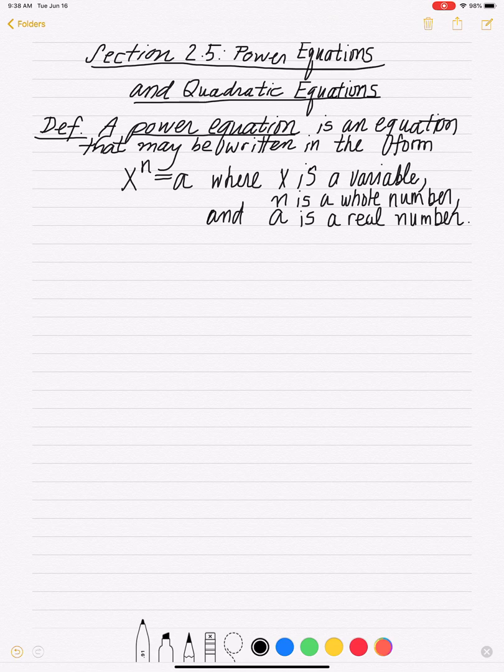Definition here: a power equation is an equation that may be written in the following form, x to the n equals a. So x is a variable, n is a whole number, and a is any real number. So a could be positive, a could be negative, a could even be 0. So you have x to a power equals a real number. That's a power equation. So let's look at some examples of some power equations.